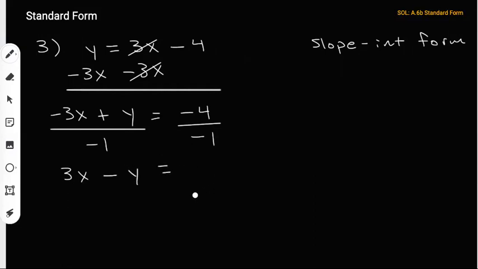So now on the other side, I have negative 4 divided by negative 1, and that's going to give me positive 4. And I'm done, because now I have the form ax plus by equals c. So we can see that a is going to be 3, my b is going to be a negative 1, and my c is going to be a 4. And they're all whole numbers. So that is called standard form.